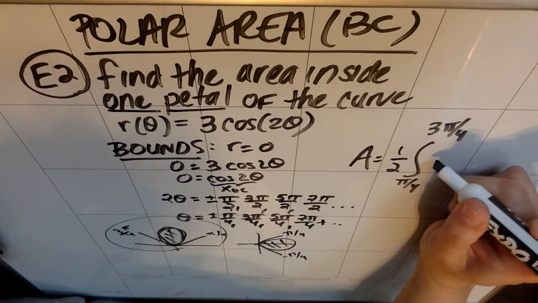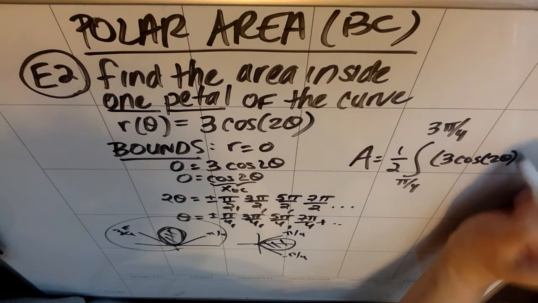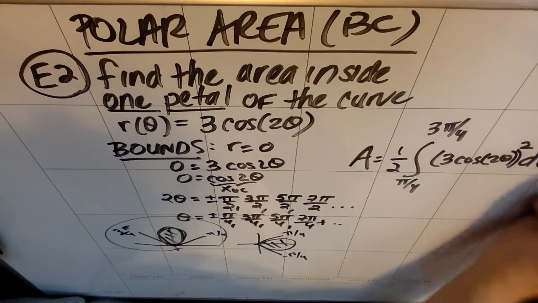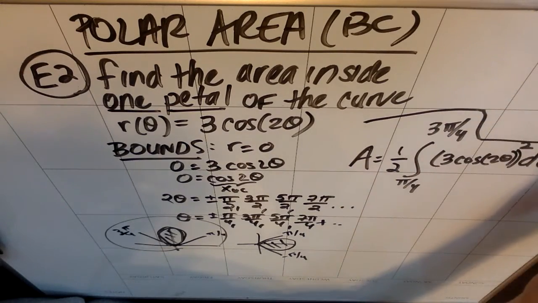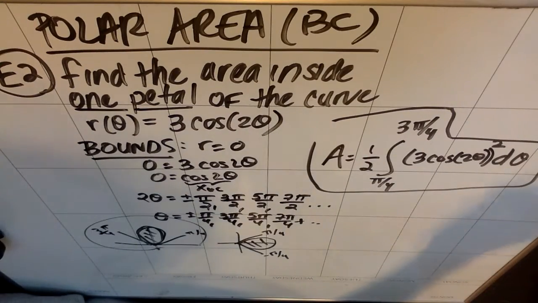Of my r squared, which would be 3 cosine of 2 theta, whole quantity squared, with respect to theta. So this is my job, to set this up, right? And I know you probably lost the end of it, so I'll scooch the board over so you can see my d theta. Once I have that set up, great.